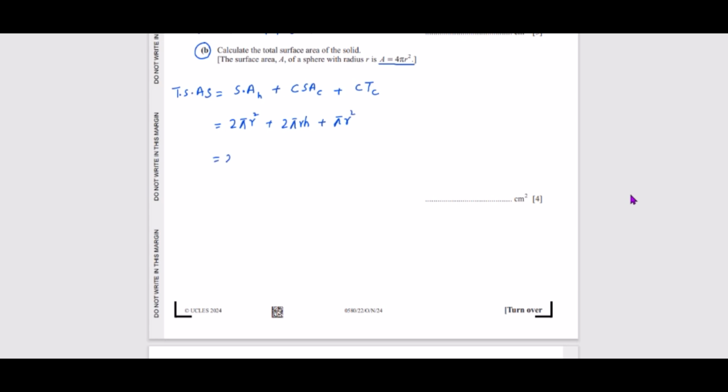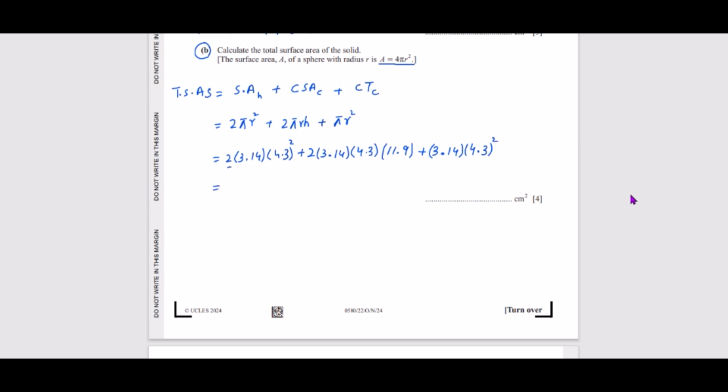Put these values. 2 pi, 3.14 and r is 4.3, whole square, plus 2 pi is equal to 3.14 and r is 4.3 and height is 11.9, plus pi is 3.14 and radius is 4.3 with whole square.